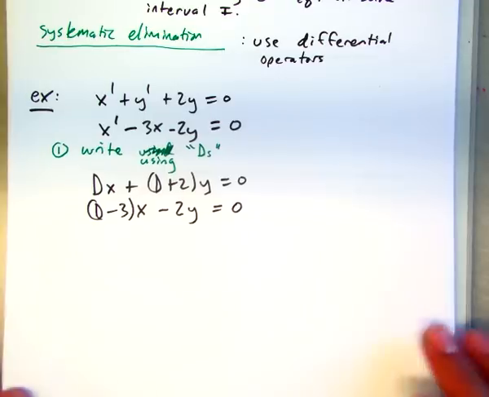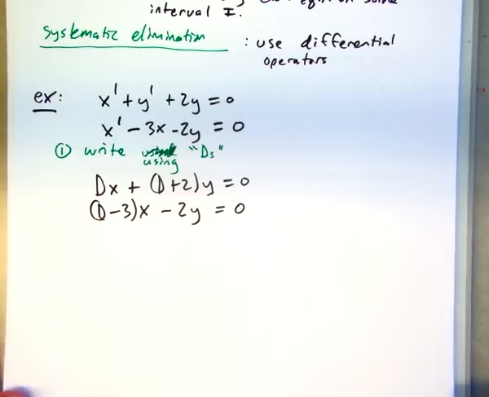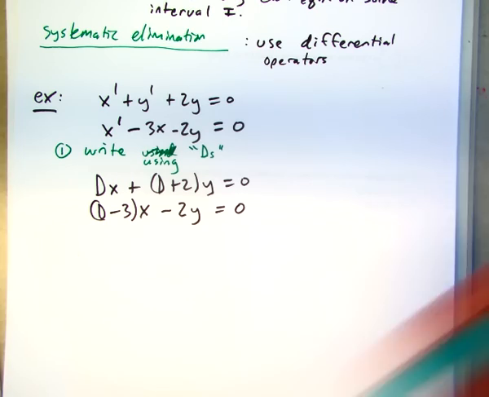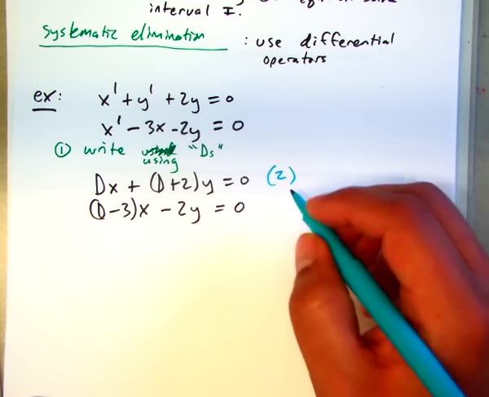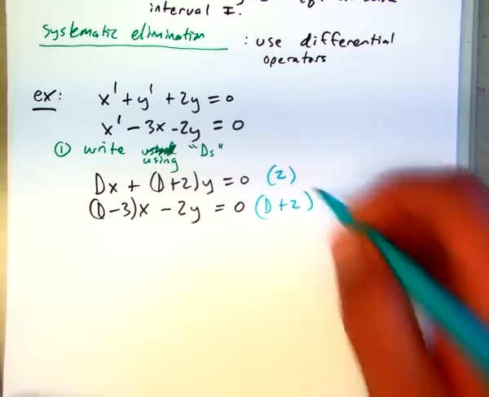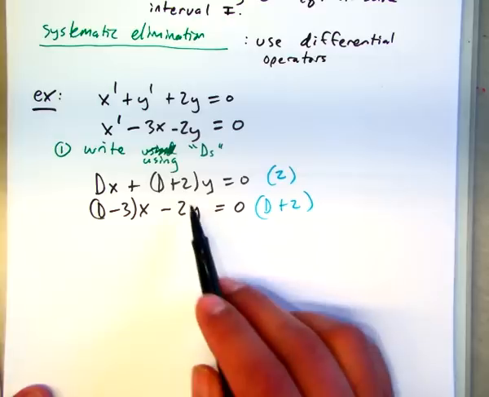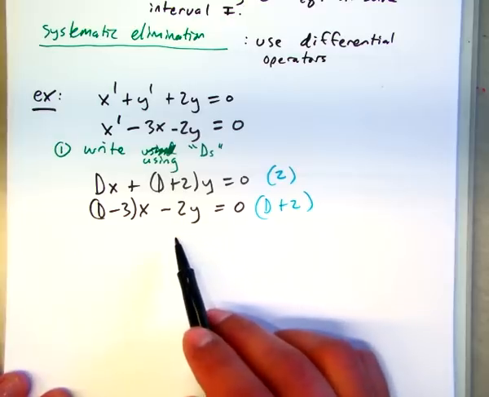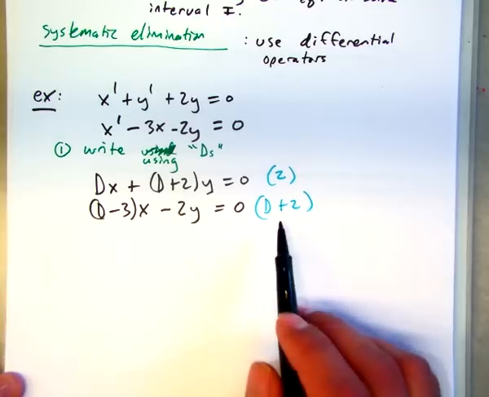Okay, so in algebra, if you wanted to eliminate x or y, you could pick one or the other. I would say maybe I'll double this equation and multiply this one by D plus 2. That would in turn eliminate the y's, and then we'd have a differential equation in terms of x. So let's see what happens.